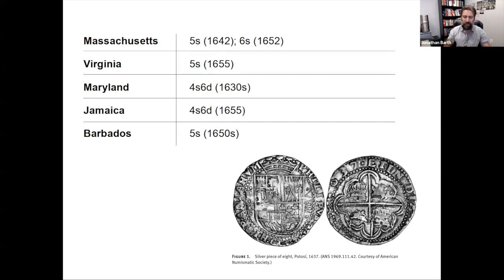And then in 1652, Massachusetts took things further and devalued again, raising the coin another 20% to 6 shillings for a dollar. And they did that via the Mint Act. Won't go into all the details on that.